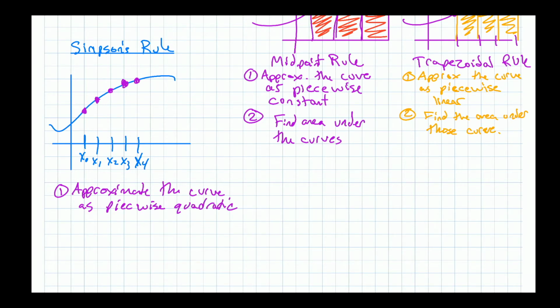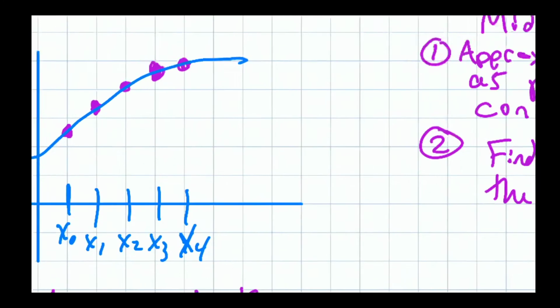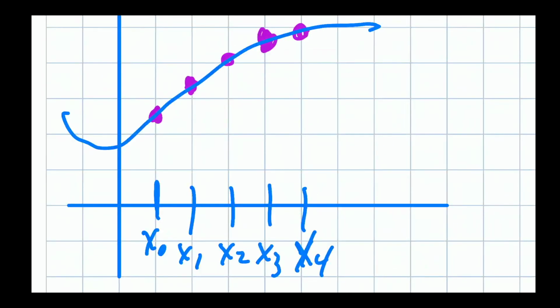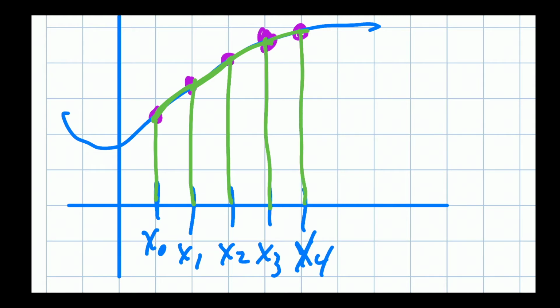So what's going to happen is if you have a function that has a lot of curvature to it, which I didn't draw one that did, unfortunately, but if you did, then when you're approximating the curve as piecewise quadratic, it's actually going to have some curvature there and there and there. And so the top is actually going to be curved in Simpson's rule.